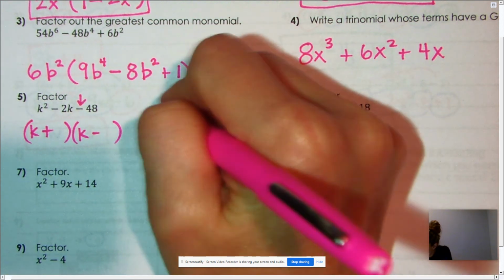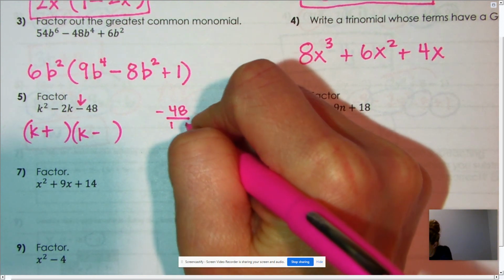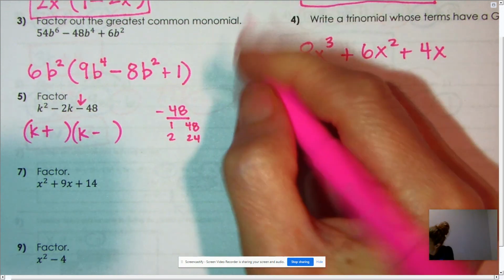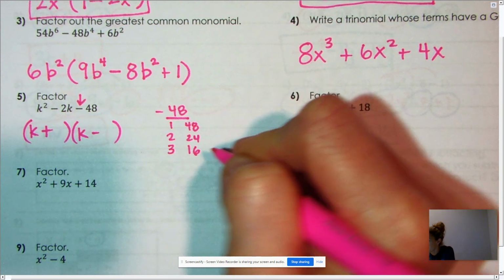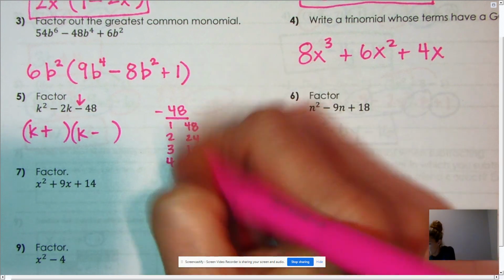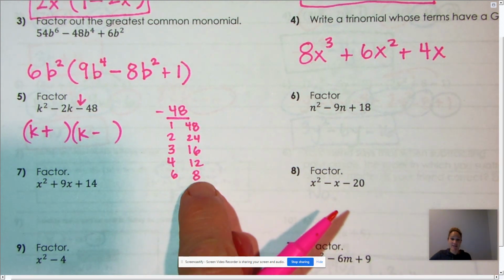So we're going to start with that negative 48. And I'm going to say all the things that go into it. 1 can, 2 can, 3 can, I think. Yeah, 16 times 3. 4 can. Wow, a lot of things can go into 48. 5 cannot. 6 can. 7 cannot. 8 can, but it's already on my list.